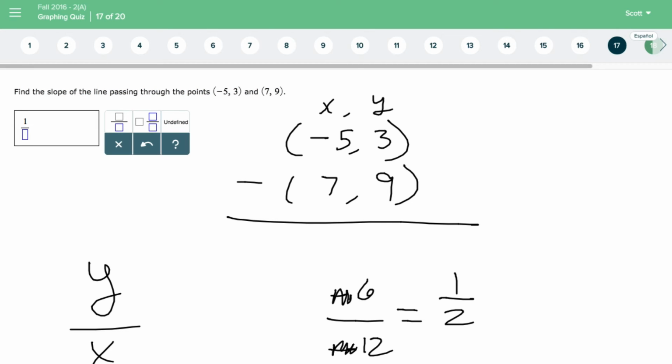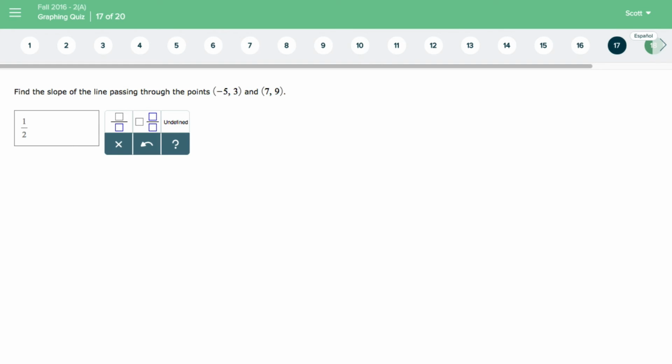Don't forget to simplify. And also don't forget, y is always going to be on top and x is always going to be on bottom. You want the change in y over change in x.